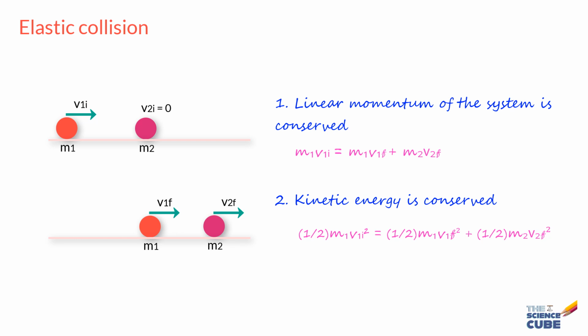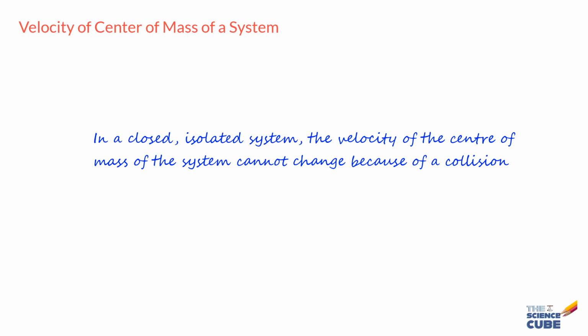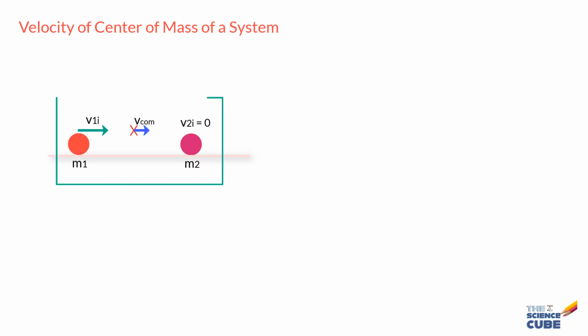Now, before we wrap up this lesson, it is important to have a quick look at what happens to the velocity of the center of mass of the system. So, in a closed, isolated system, the velocity of the center of mass of the system cannot change because of a collision, simply because it is a closed system and there is no net external force to change it.